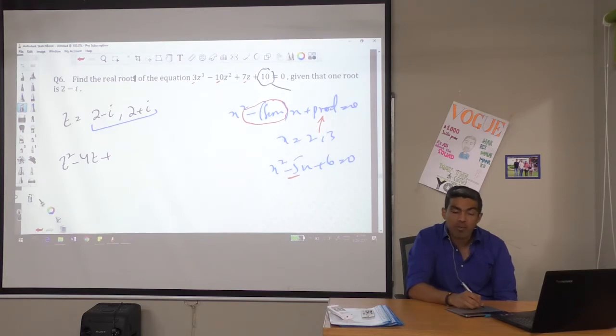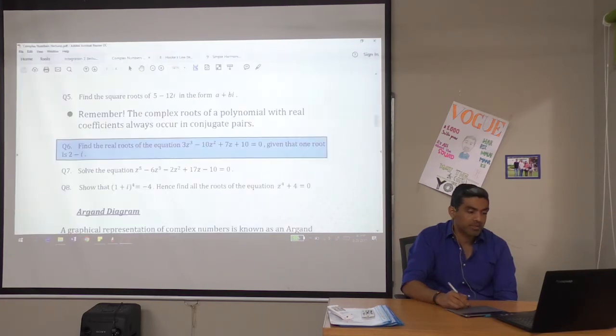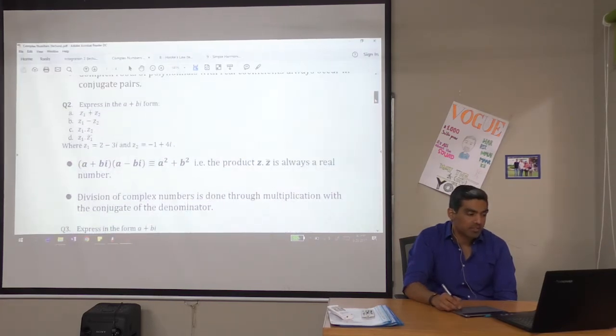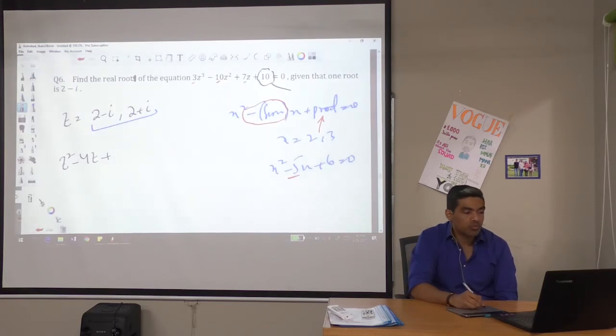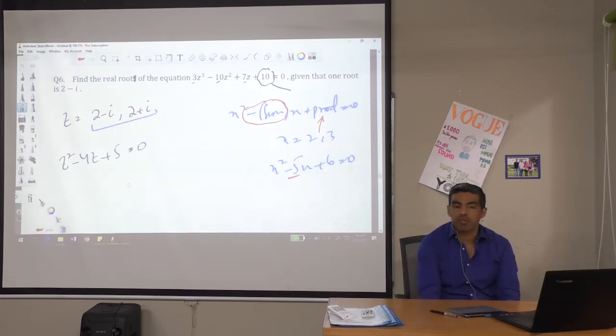If you remember, any complex number multiplied by its conjugate is simply a squared plus b squared. Any complex number multiplied by its conjugate is a squared plus b squared. We did a question on this. This is a rule of thumb. The minus goes away because of the i squared. So this will become 2 squared plus 1 squared, which is 5. This is your quadratic factor: z squared minus 4z plus 5.